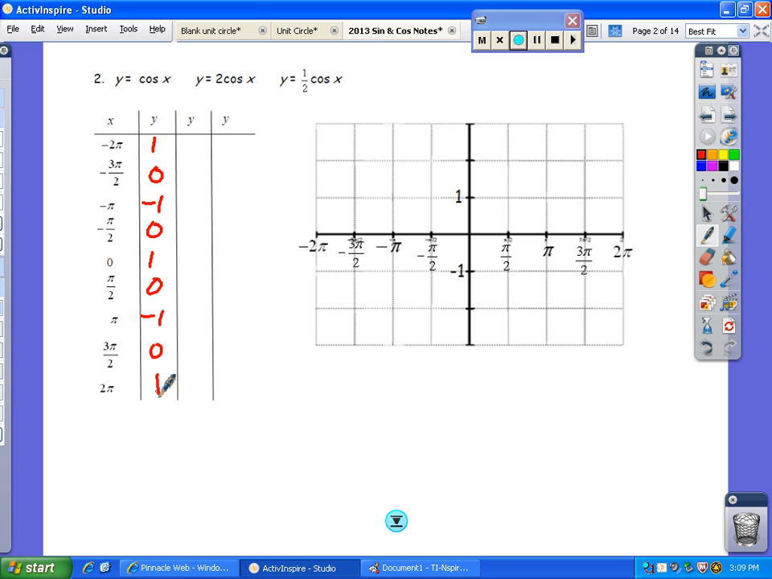All right, so at negative 2 pi, we're at 0. I'm sorry, nope, let's do a 1. At negative 2 pi, we're at 1. At negative 3 pi over 2, we're at 0. At negative pi, we're at negative 1. At negative pi over 2, we're at 0. At 0, we're at 1. At pi over 2, we're at 0. At pi, we're at negative 1. At 3 pi over 2, we're at 0. And at 2 pi, we're at 1. So here's the cosine curve.